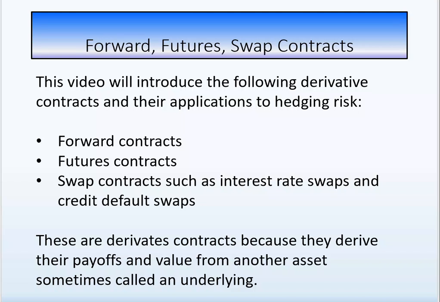This presentation is an introduction to a fascinating world of forwards, futures, and swap contracts, and they are part of a larger space called derivatives. Derivatives derive their value, payoffs, and profits from another asset, and that asset is sometimes called an underlying. An underlying could also be a bond, and so a derivative can change value because interest rates change.